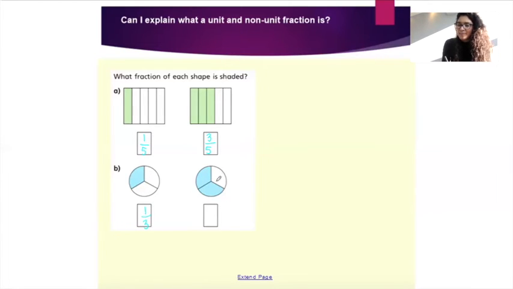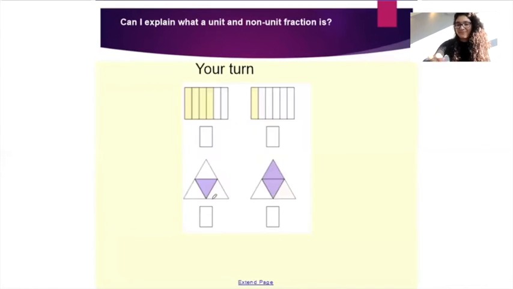And try this one. How much of that is shaded? 2 out of 3, because you have 2 that have been shaded, and then all together we have 3 parts. So the total number of parts goes at the bottom, and the number that goes at the top as our numerator is how much has been shaded. Your turn. Tell me how much of these shapes, what fraction basically would you write for each of these shapes? Have a go for me.